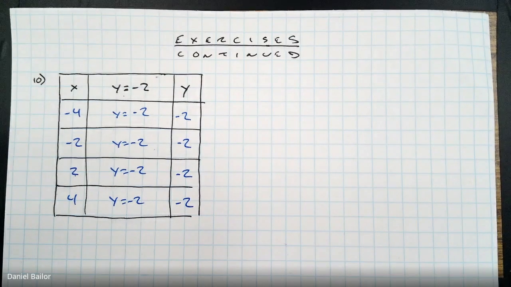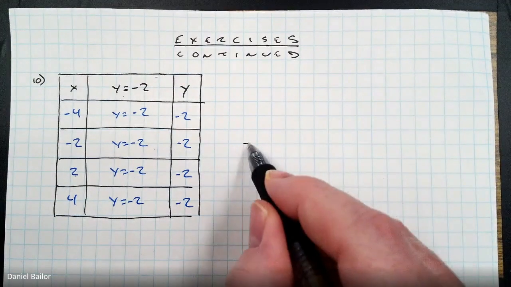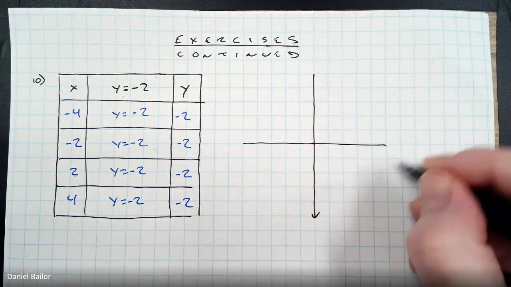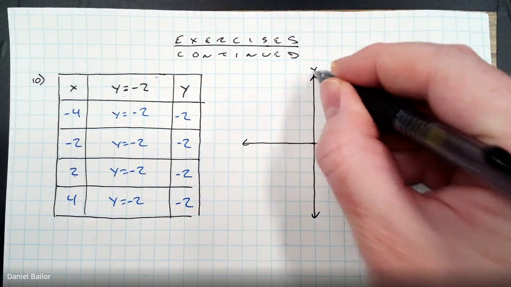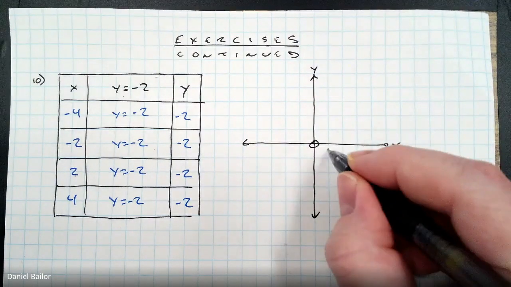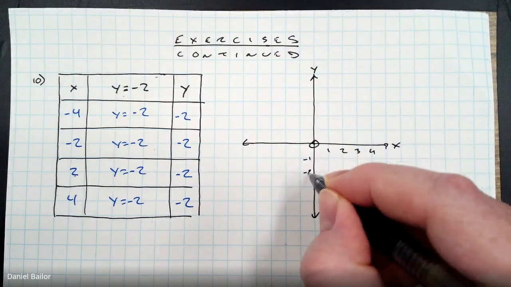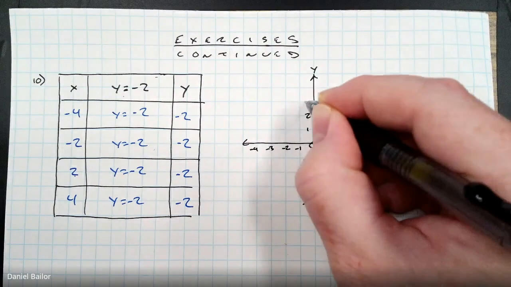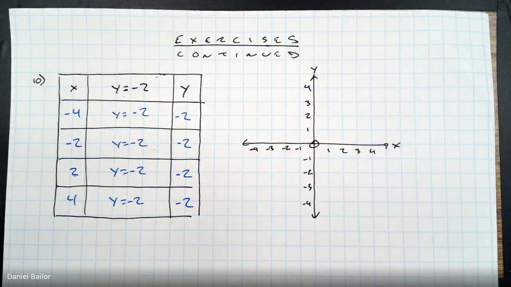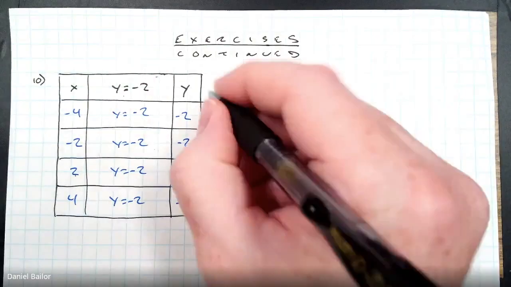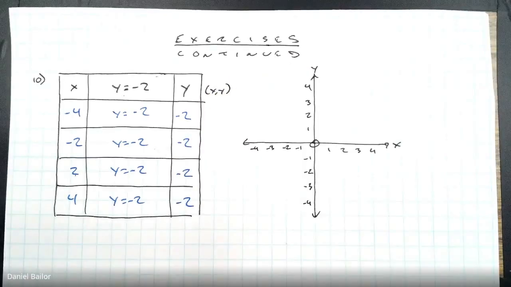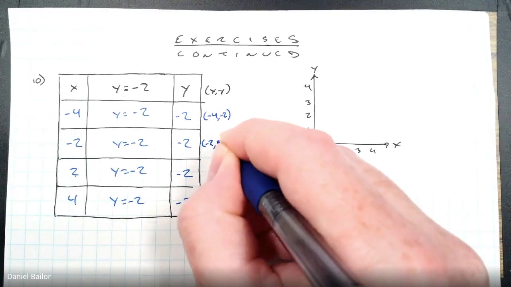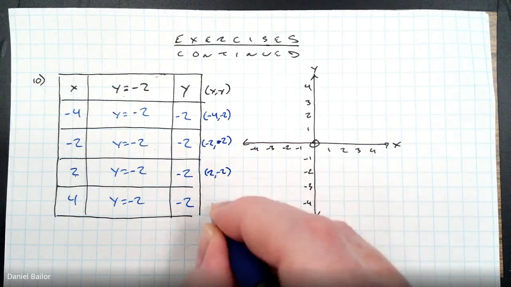So let's graph this. I'm going to put the arrows because the axes go on. I'm going to label my axes, y and x, label my origin, and label my intervals. Oh, I forgot to make my list of coordinates. I'm forgetting a step. Make my list of coordinates. This is (-4, -2), (-2, -2), (2, -2), (4, -2).